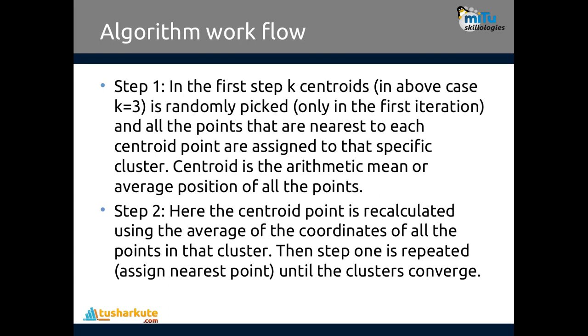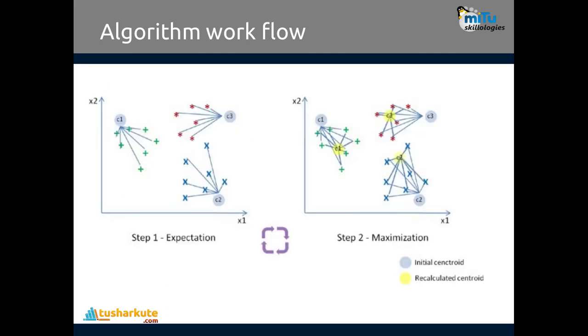Okay, so let's see it with the help of a graphical representation. This is what we call E, expectation, and this is called the maximization. So let's see how it works. For example, these are the points that we have in our data set, plotted in a two-dimensional plane based on first feature x1 and second feature x2. First of all, we'll take three centroids, C1, C2 and C3. They are almost equidistant on that particular plane, and let's take points one by one.